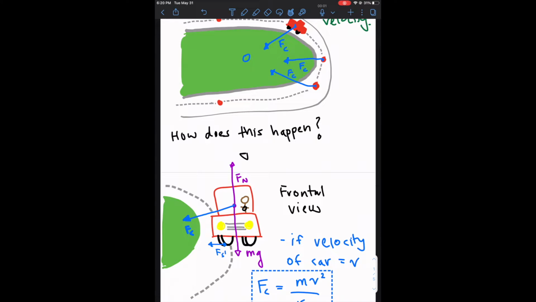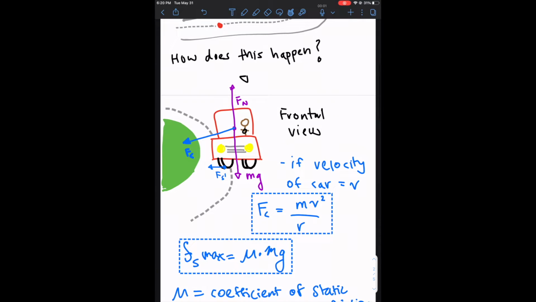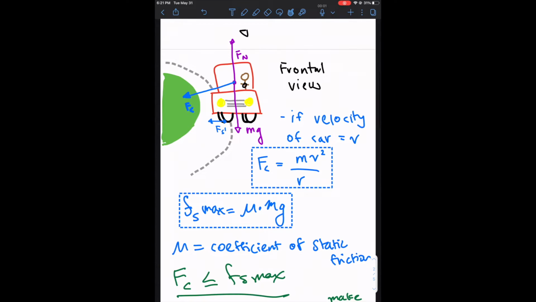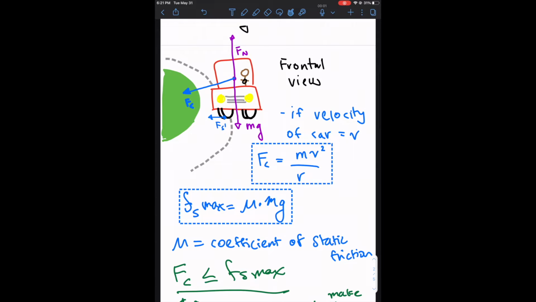So how exactly does this work, and where does velocity come into play? This is the frontal view of that car as it's taking that turn. The centripetal force of the car is supplemented by the static friction of the tires on the road. There is also a force on the car, which is the normal force, which is pointing upwards, directly opposite to the mg force on the car. So if the velocity of the car is assumed to be v, the centripetal force has an equation of mv squared over r. R is the radius of the road from the center of the car.